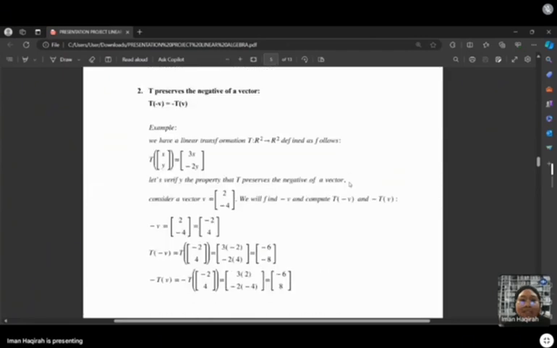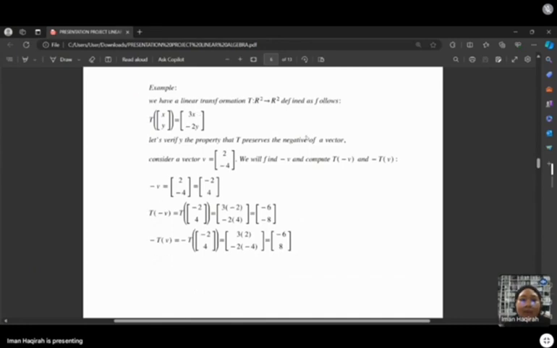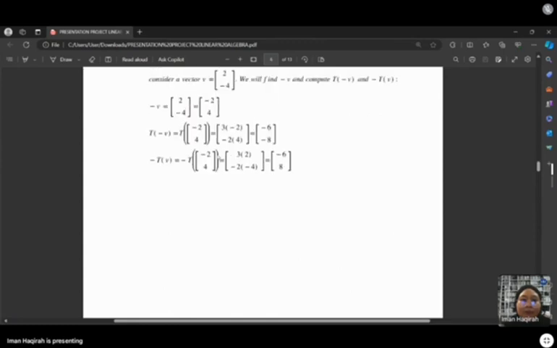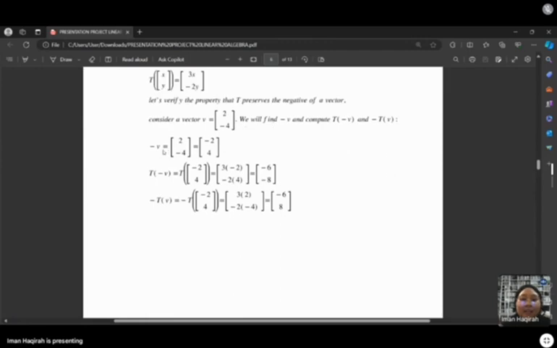The second one is that T preserves the negative of a vector. This is the formula. Then for the example, we have a linear transformation R2 to R2 defined as follows. Let's verify the property that T preserves the negative of a vector. We consider a vector v = (2, -4). We will find negative v and compute T(-v) and -T(v). So negative v is (-2, 4).